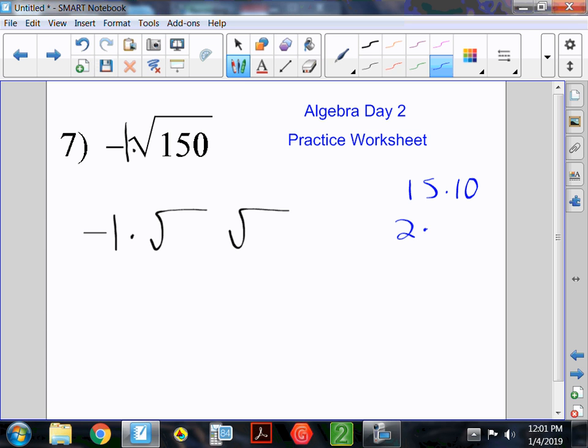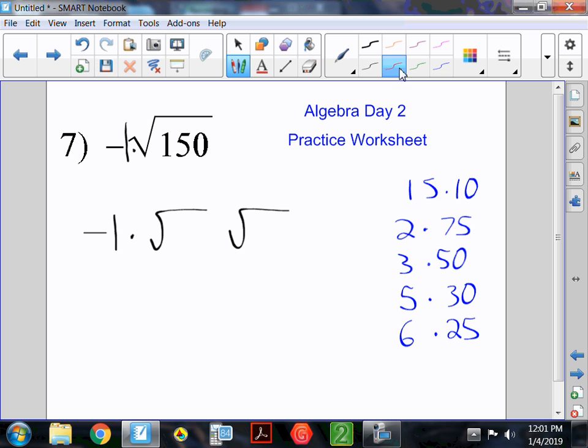So 150 divided by 2 is 75. 150 divided by 3 is 50. And I'm looking for perfect squares. 150 divided by 4 is a decimal, so we're not going to use that. 150 divided by 5 is 30. 150 divided by 6 is 25. And I'm going to stop there.